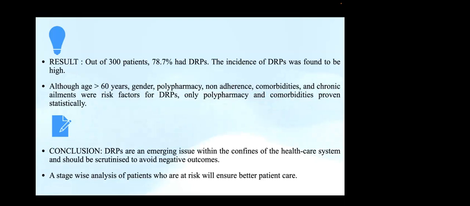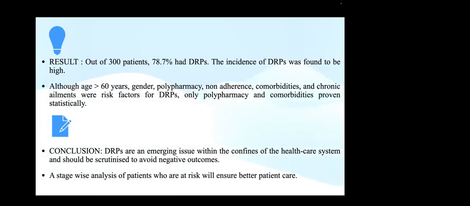Non-adherence means the patient is not able to remember at what time, at what dose the drug should be taken, and then medication non-adherence takes place. Other comorbid conditions can play an important role, as they suggest. Polypharmacy and comorbidity are proven statistically to play an important role. But the conclusion is DRPs are an emerging issue within the confines of the healthcare system and should be scrutinized to avoid negative outcomes.